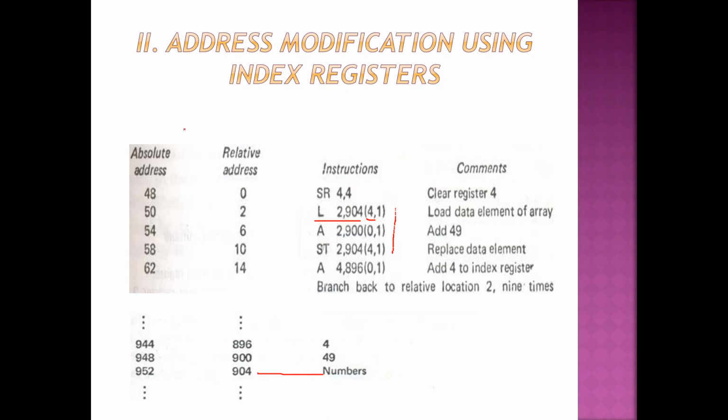See what I am doing here: at location 904 I have the first number, at location 900 I have the second number.